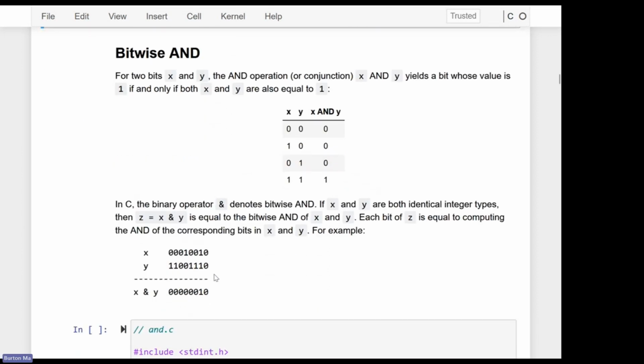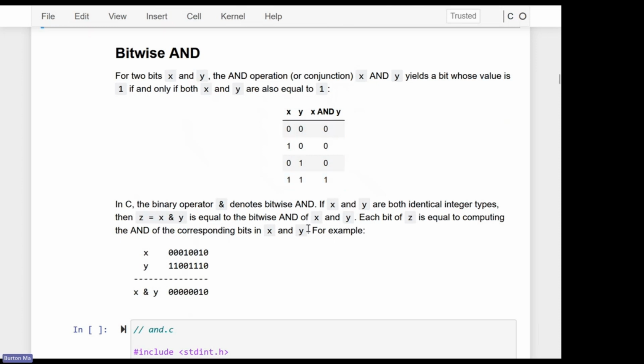Okay, so that's bitwise not. Not surprisingly, there's a bitwise OR and a bitwise AND, and they do exactly what you were taught in your logic course. If you have two bits X and Y, then AND is the conjunction operation. So X and Y yields a bit whose value is one if and only if both X and Y are also equal to one. Just imagine one is true and zero is false. So false and false is false, true and false is false, false and true is false, true and true is true. Exactly the same as in logic.